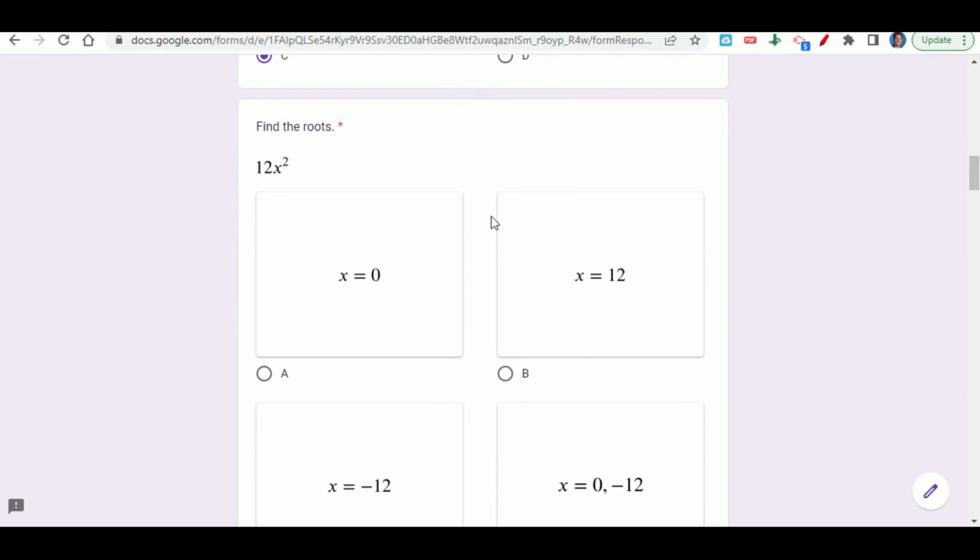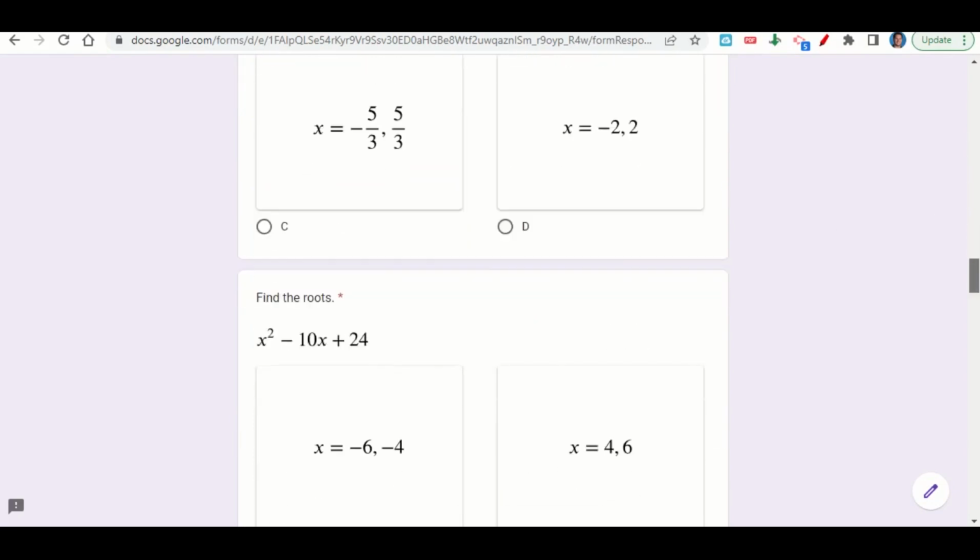Then we do the same thing here. 12x squared. Well, there's only one factor there. So we set 12x squared equal to 0. Divide both sides by 12, and that gets rid of the 12. 0 divided by 12 is just 0. Then we have x squared equals 0. Well, 0 squared equals 0, so the only root is x equals 0.